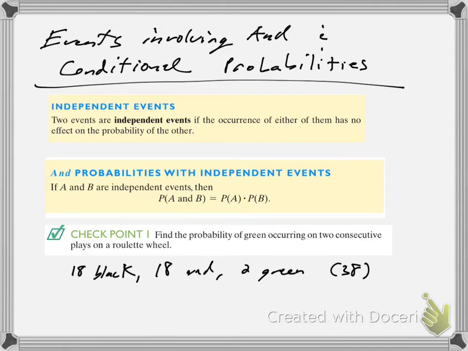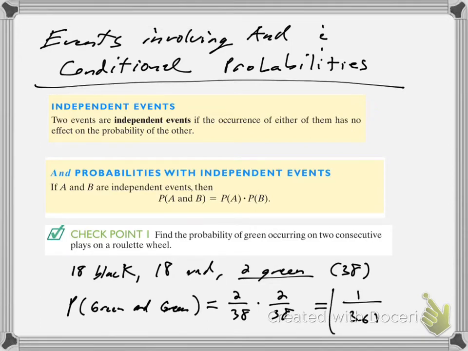Okay, so find the probability of a green and green, so 2 greens. That would be 2 out of 38 times 2 out of 38. We just multiply the two probabilities. It's a 2 out of 38 chance on the first one, and 2 out of 38 on the second one. So that's 1/19 times 1/19, and 19 squared is 361. So this ends up being 1 out of 361 as the probability of getting 2 greens. So it's pretty low. Okay, so that's how we deal with independent events.